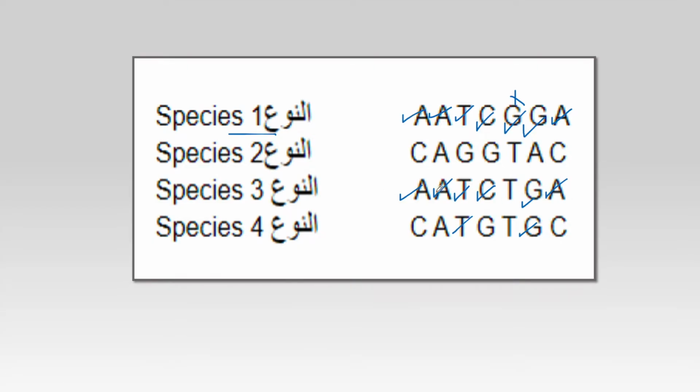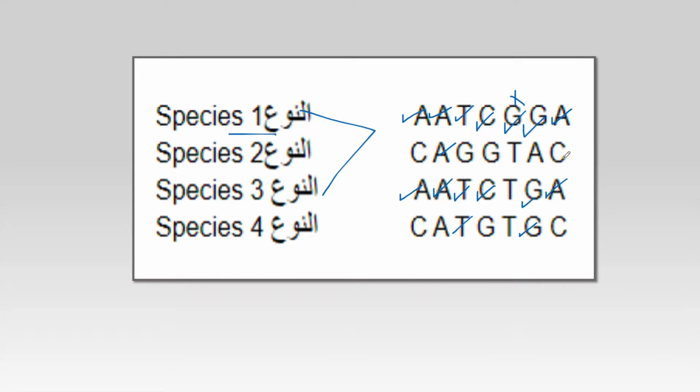1, 2, 3, 4, 5, and 6, which means that 1 and 3 are really close and related. But between 1 and 4, actually no. See the differences, only 2 matches. Like species 2, we have here A, only 1 nucleotide. What does that mean?